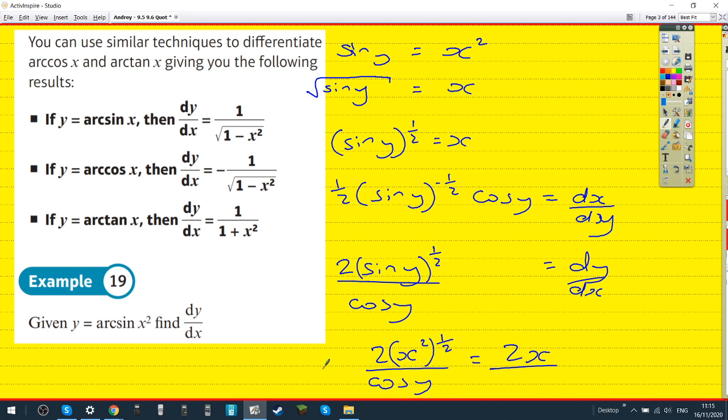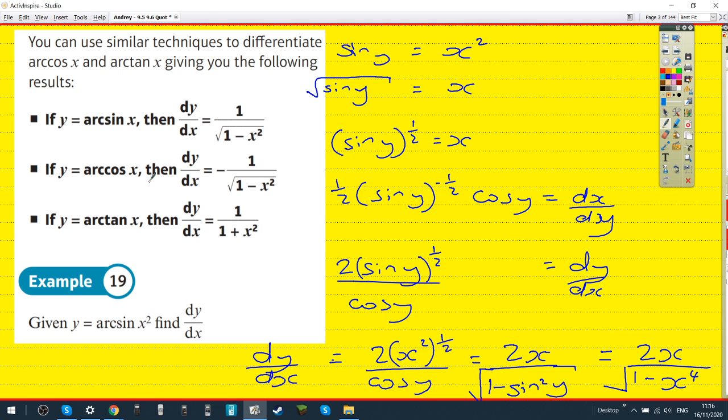Oh, so will that be like 1 minus, no, square root of 1 minus sine squared y? Yeah, you're right, it is the square root. And will that then be like 1 minus x to the 4? Yeah, x squared squared. So there we go. And so dy/dx is 2x over square root of 1 minus x to the 4.